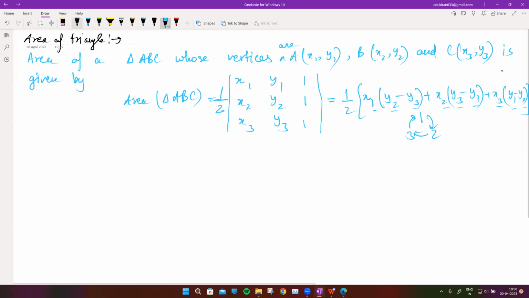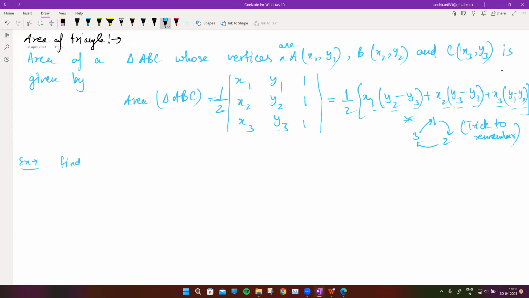But this is the formula. So using this formula, we can find out the area of any triangle if we know the vertices of that triangle, right? Now let's apply this to some examples.